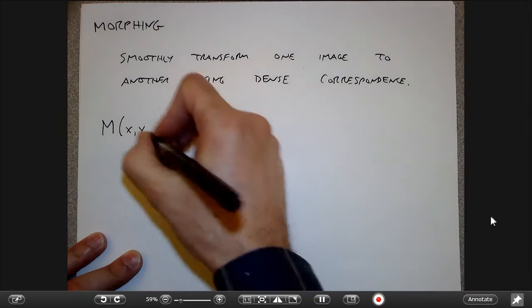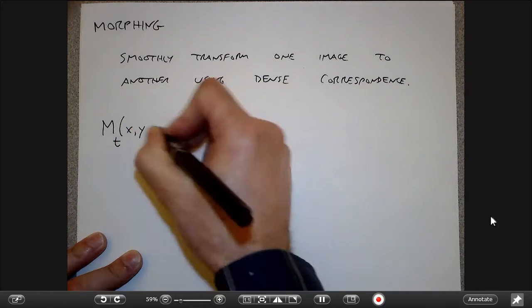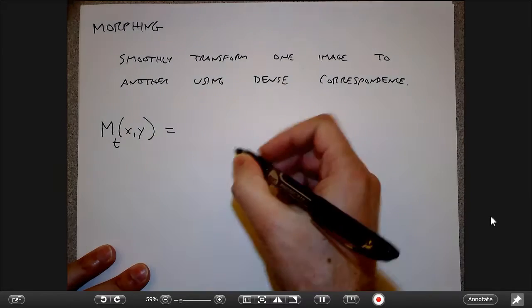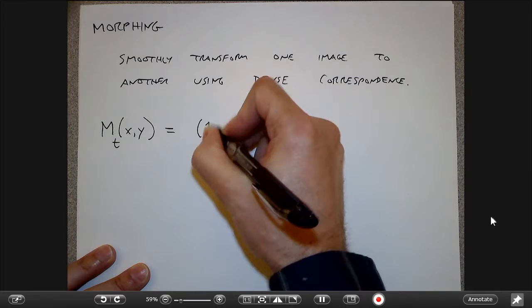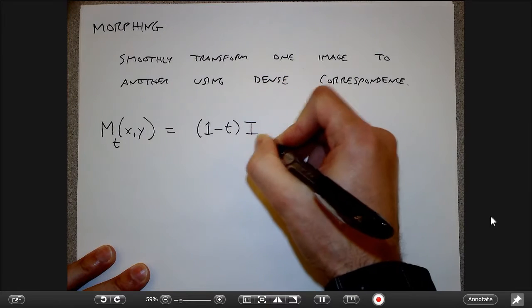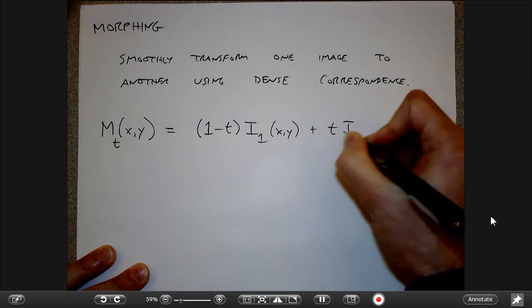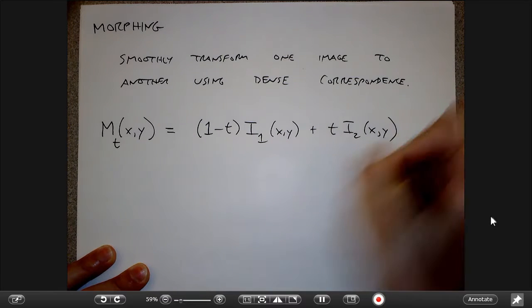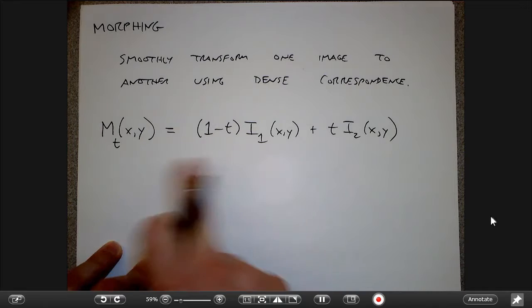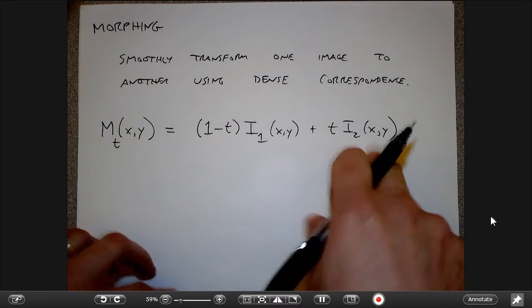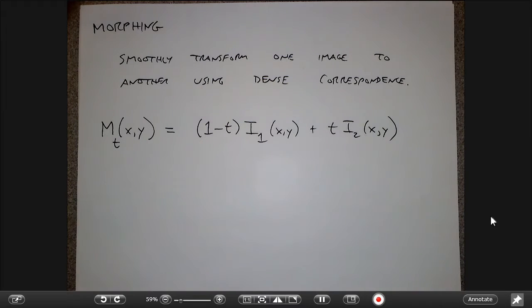and maybe I also have a t that indexes the time of the morph. So my morph could be saying, let me take (1 minus t) times image 1 of xy plus t times image 2 of xy. So when t equals 0, the morph is exactly equal to image 1. When t equals 1, the morph is exactly equal to image 2. And in the middle, it's this halfway combination.